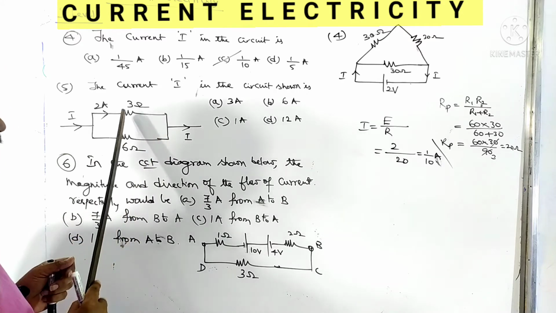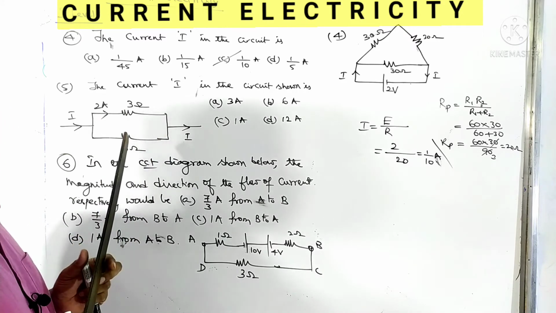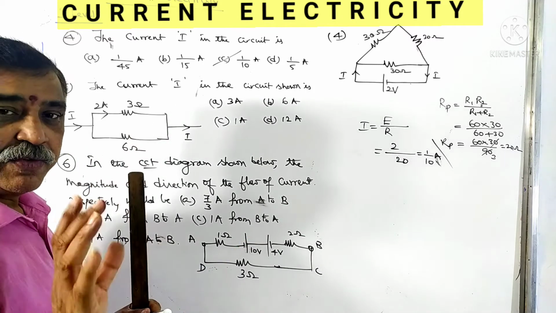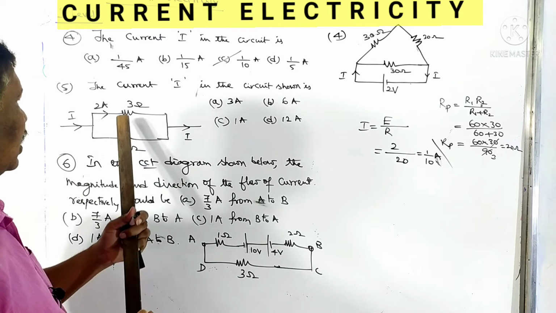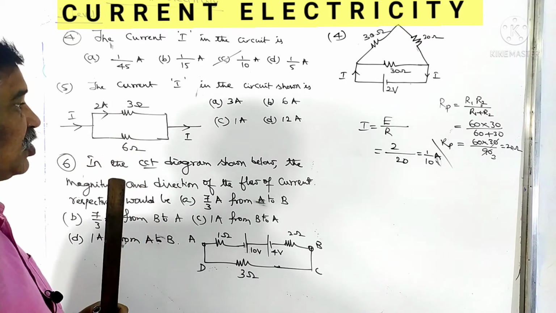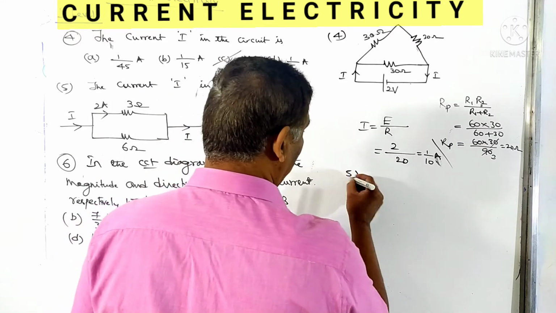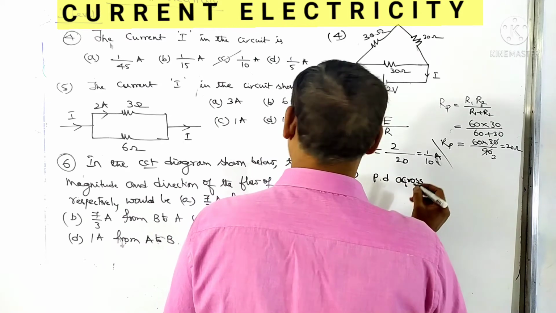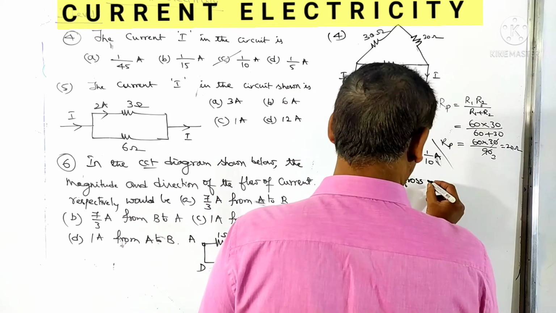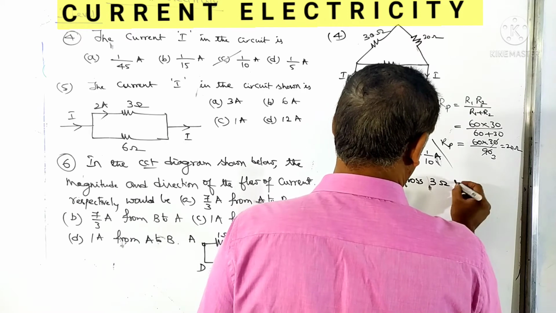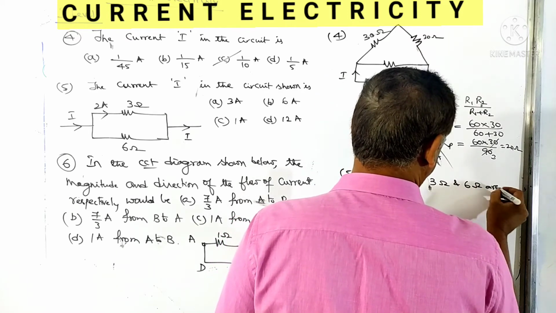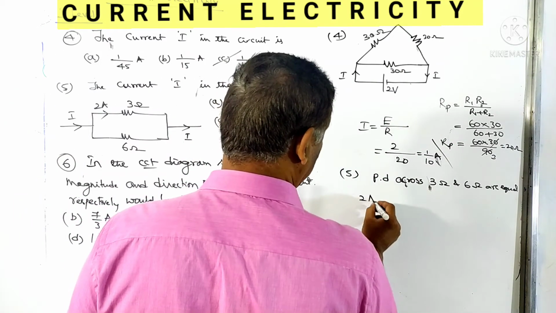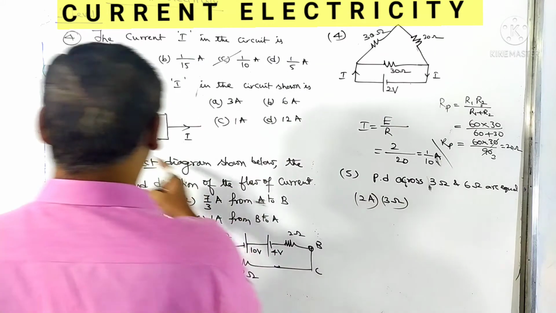But we learnt that resistors in parallel have the same potential difference. That is the idea we use here. This 6 ohm resistor and 3 ohm resistor are in parallel. Potential difference remains constant. So PD across 3 ohm and 6 ohm are equal. 2 ampere into 3 ohm, so this is the potential difference here.